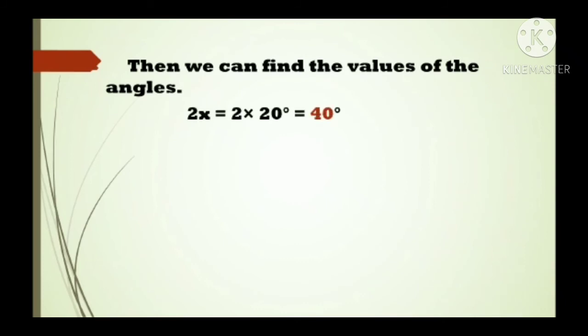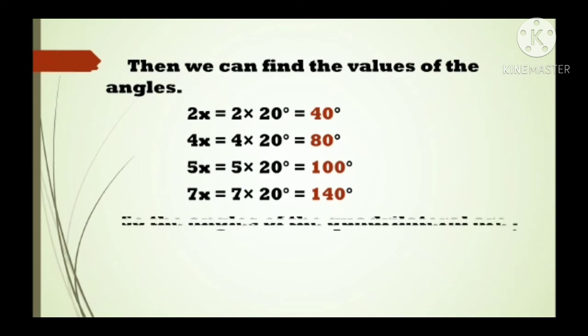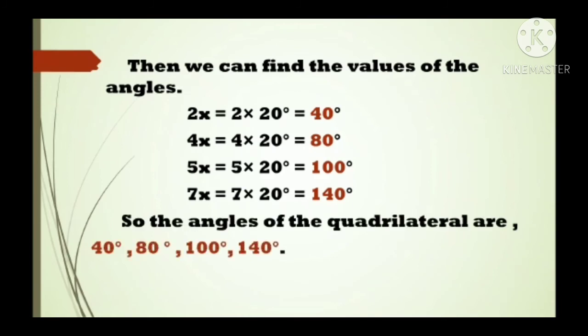What is the value of 2x? That is 2 into, what is the value of x? 20. So 2x equal to 2 into 20, 40 degrees. 4x equal to 4 into 20, 80 degrees. 5x equal to 5 into the value of x, which is 20 degrees. So 5 into 20, 100 degrees. And finally 7x equal to 7 into 20 degrees, that is 140 degrees. So finally we got the angles of the quadrilateral as 40 degrees, 80 degrees, 100 degrees and 140 degrees.